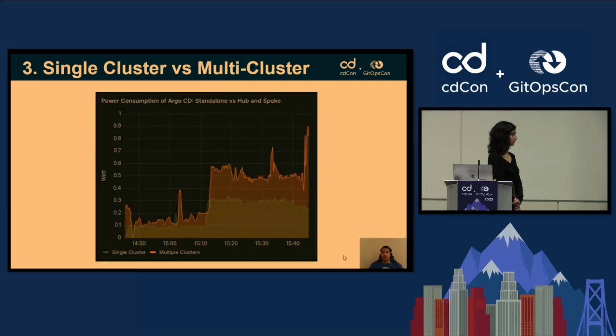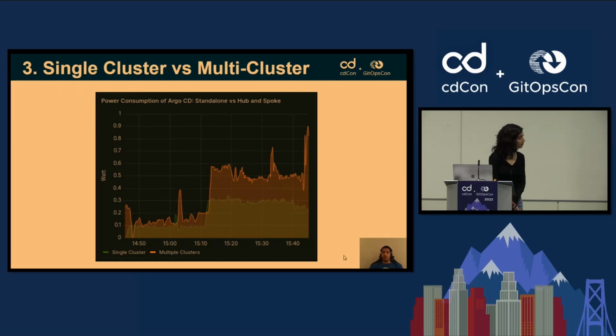In the case of multiple clusters deployment using the hub and spoke architecture, it appears that Argo CD consumes close to twice as much as it does when it deploys to a single cluster. The increased power consumption in the multi-cluster scenario can be linked to factors inherent to the hub and spoke architecture. Managing deployments across multiple clusters requires additional resources, resulting in higher energy consumption.